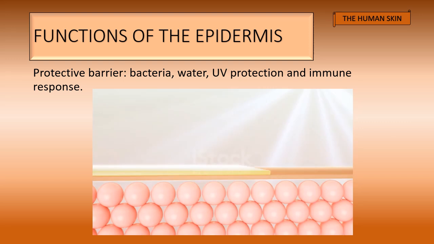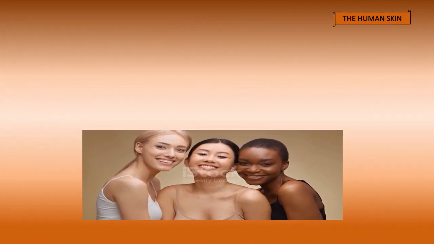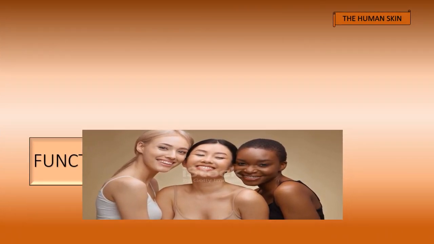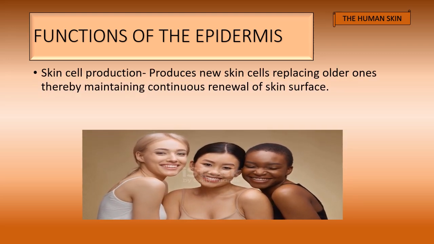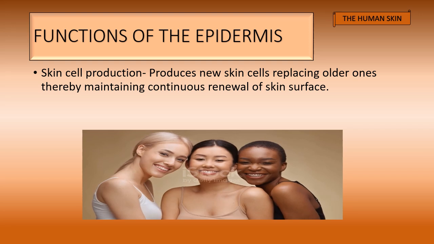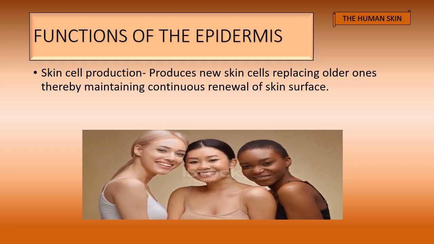So what are the other functions of the epidermis? Other functions of the epidermis include skin cell production, that is, it produces new skin cells, replacing the older ones, thereby maintaining continuous renewal of the skin cells. And did you know that you shed around 30,000 skin cells every minute? So that means the epidermis produces new 30,000 skin cells, replacing the older ones.